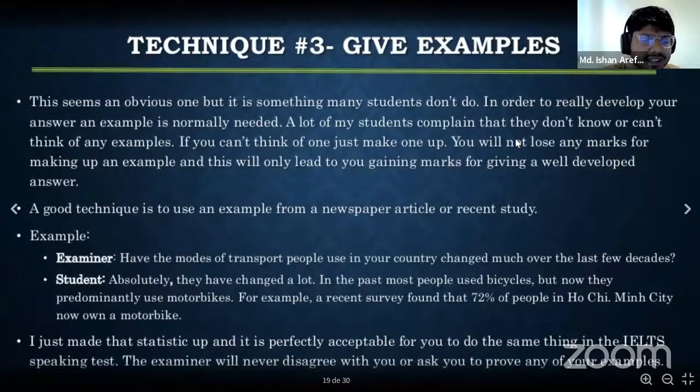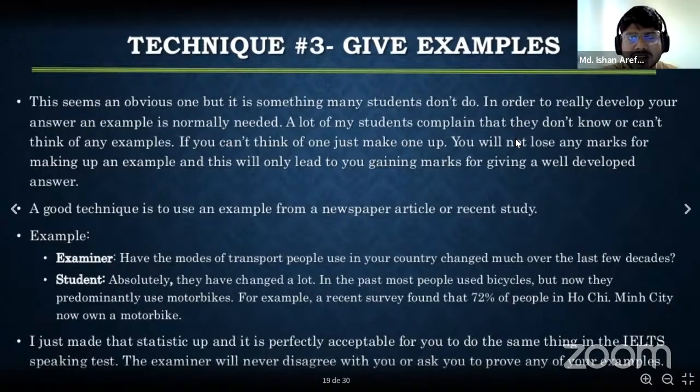And the third technique is giving examples, which is also a necessary thing. Giving examples is the best way to get a good band score. So do not just stop by giving your answer and explanation. Try to add any additional information or some additional examples with your answer, which is also very important for the IELTS Speaking Test Task 3.